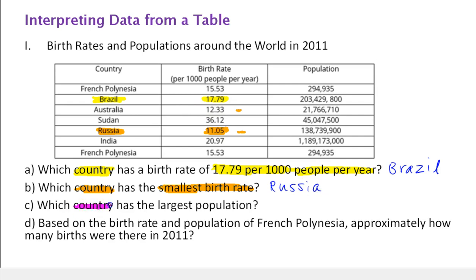Next, we're asked which country has the largest population. Looking up here, population is this column right here. I'm going to scroll down and look for the biggest number. And this one's easy to see because this one has a billions place where all of the other ones are in millions. And since we're asked for the country that corresponds to over 1 billion people, that is going to be India.